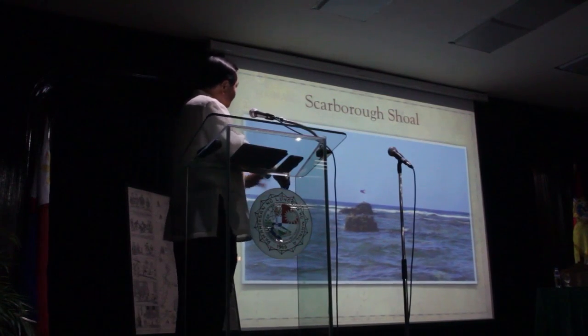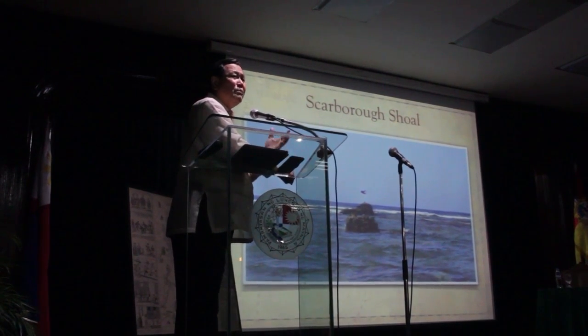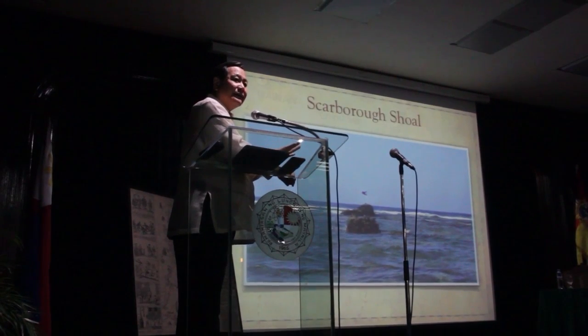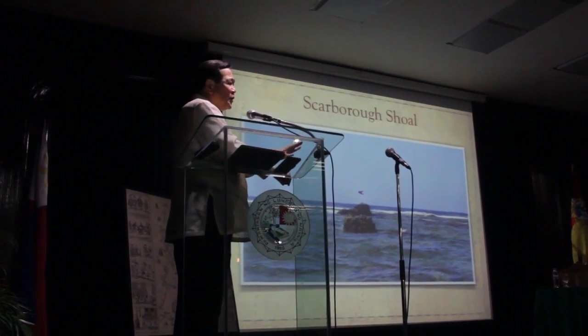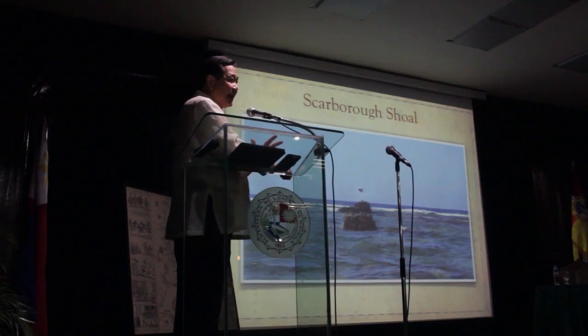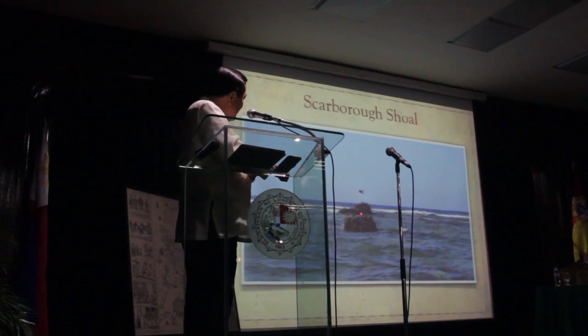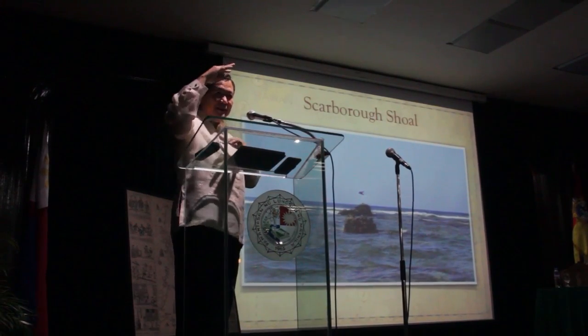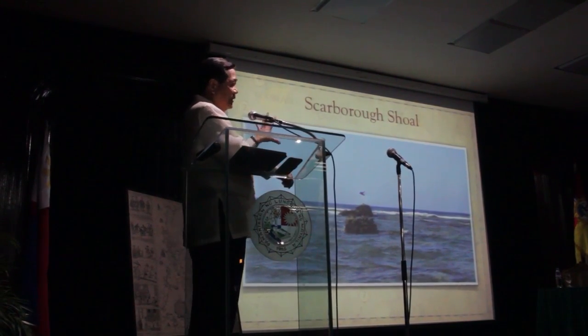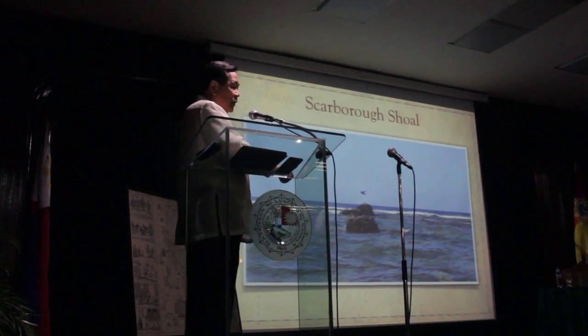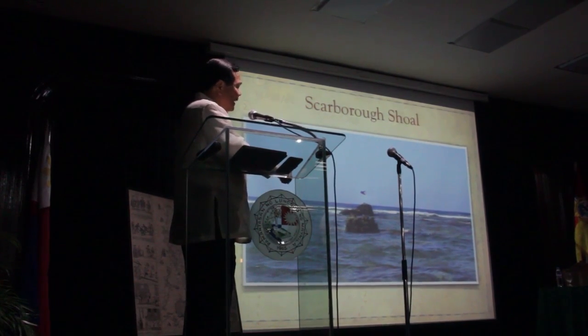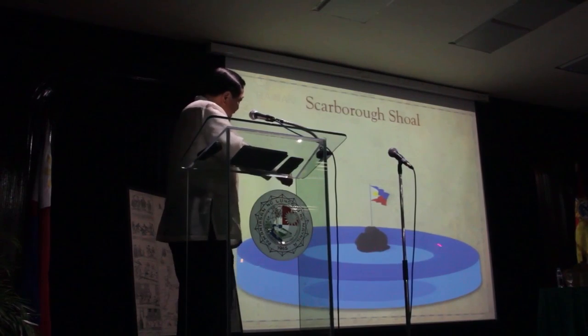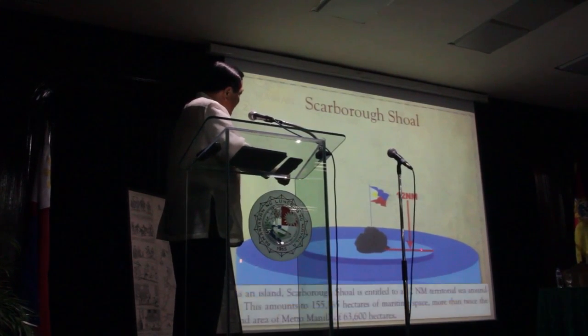That's Scarborough Shoal. It's about 1.2 meters above water at high tide. About 4 to 5 rocks. The biggest rock, the South Rock, is about here. At high tide, just 1.2 meters. So it's territory. It's entitled to a territorial space. Territorial sea. That's the territorial sea, 12 nautical miles.